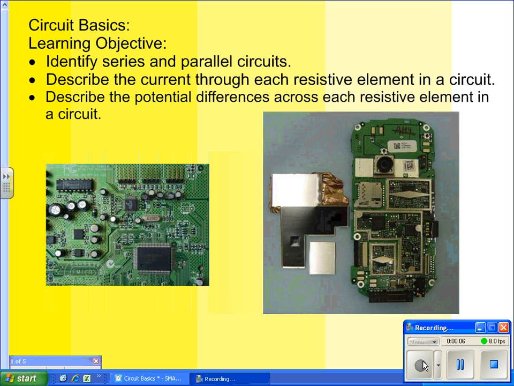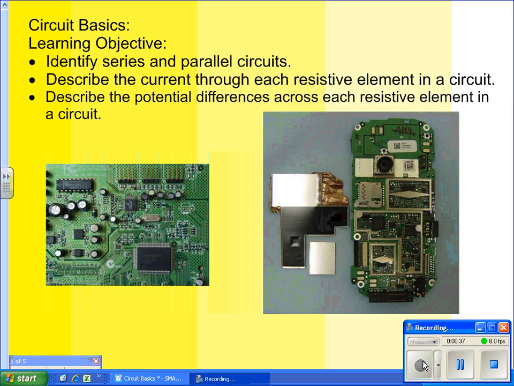In this brief video lesson, we're going to try to learn the basics of circuits so that we can work together in our class doing experiments and solving problems, but we do have to know a little bit about elementary circuit design. So our learning objectives for this quick show are to identify series and parallel circuits, describe the current through each resistive element in a circuit, and describe the potential difference across each resistive element in a circuit. A mouthful, but I think we'll be able to do it.